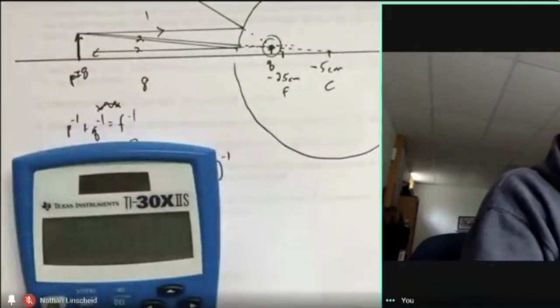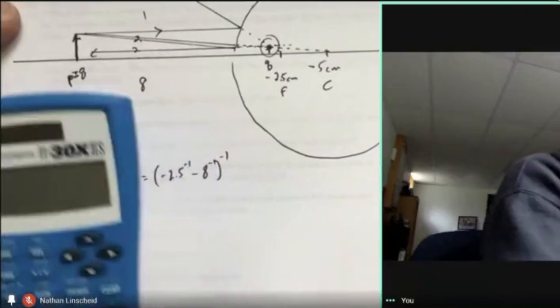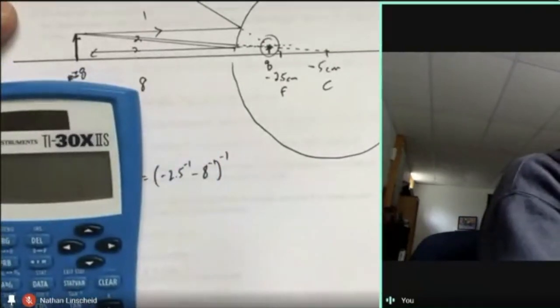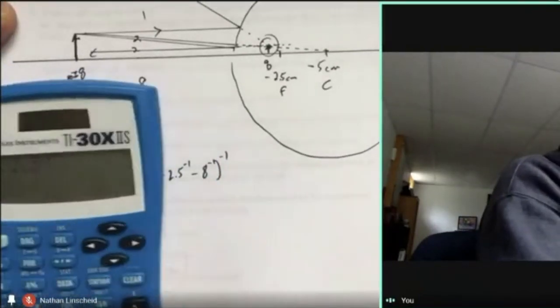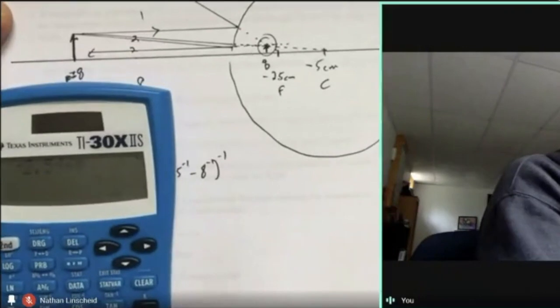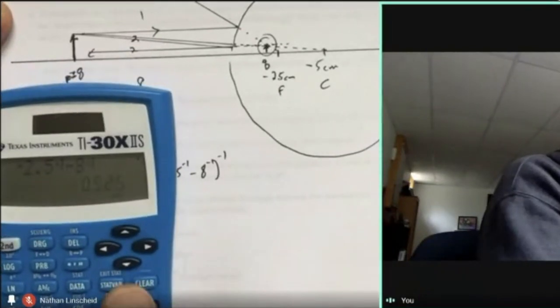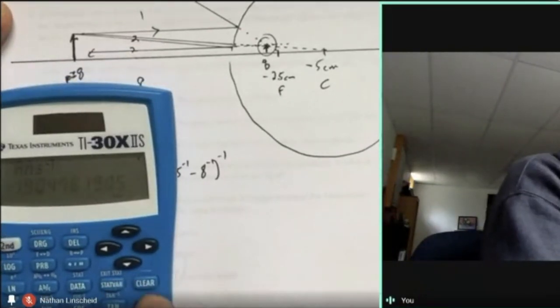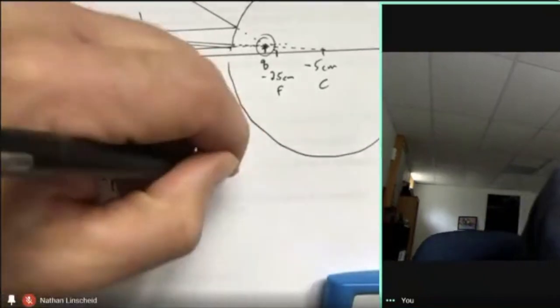So let's plug in those numbers. Negative 2.5 to the minus 1 minus 8 to the minus 1 equals, and then that's all to the minus 1 power, and that's negative 1.9.